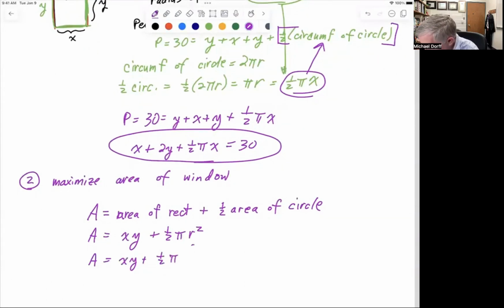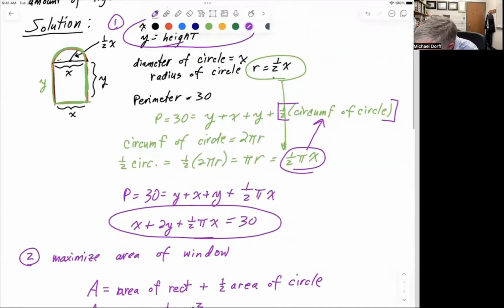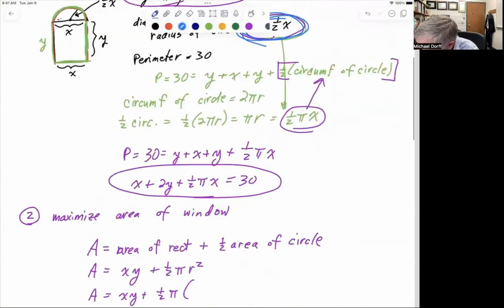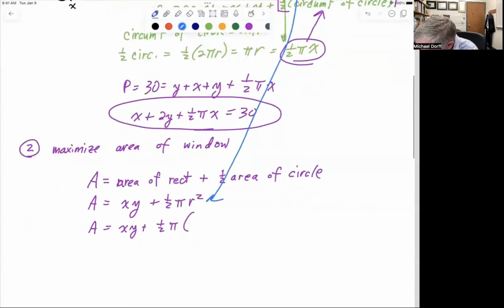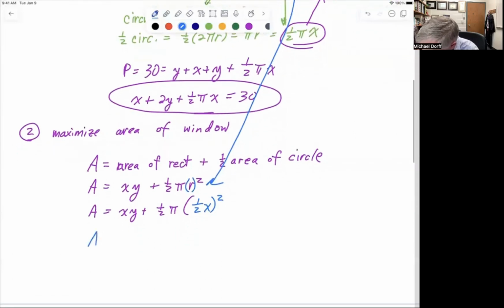And what's r? Going back to the very beginning, up here, let me use blue, sorry. Blue here, we're going to take this blue and put it in for r, and that blue is 1/2 x squared, because it was r squared. So I get area equals xy plus 1/2 pi times 1/4 x squared.